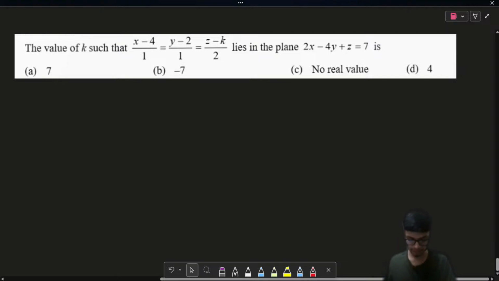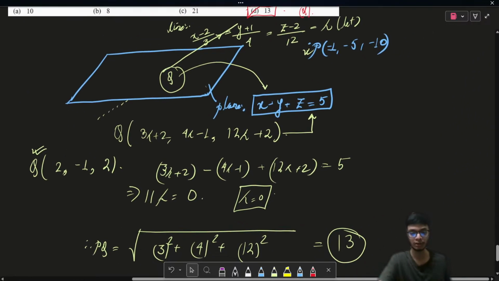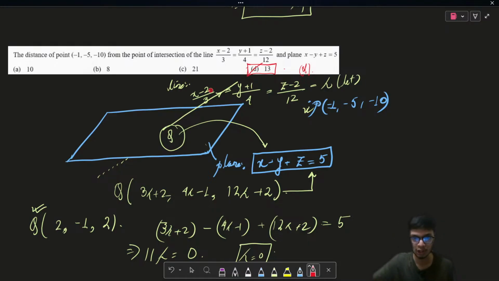Could you repeat it once again? Okay, so you want me to repeat the last step, right? See, what I'm doing over here is that the question is asking you to find the distance between 2 points. One point is already known to me, that is (-1, -5, -10), and the other point is found by the intersection of this line that I've drawn in yellow and the plane that I've drawn in blue. So you have to find the point of intersection of this line and the plane. I'm assuming that point Q is that particular point where the line and the plane intersect each other.